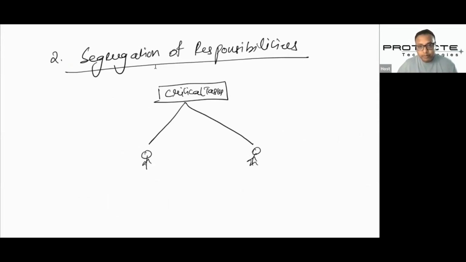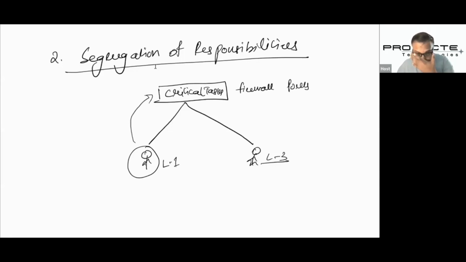Why? Firstly, any critical task should not be left dependent on one person. Say this is the firewall, and to change the firewall ports, you need the approval of the L1 and the approval of the L3. The L1 trying to directly change the ports should not be allowed because it's a critical task. So that will lead to a security vulnerability. And that's why two-person control leads to a segregation of responsibility.